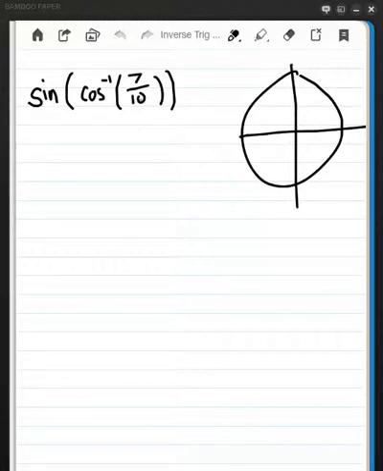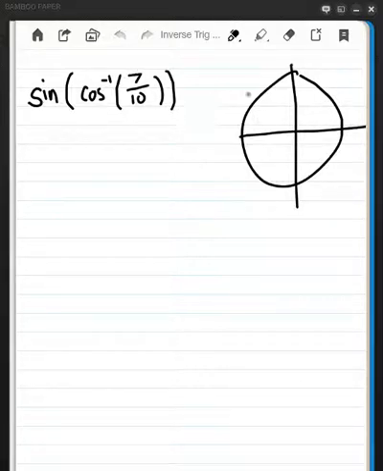If this was a value like a half or root 2 over 2, you'd be able to do this without using right triangles, because they're special right triangle coordinates. But 7/10 doesn't ever pop up in something that's memorized. So we need to look at a little bit more of an involved process. All right, so first let's figure out what's happening here.